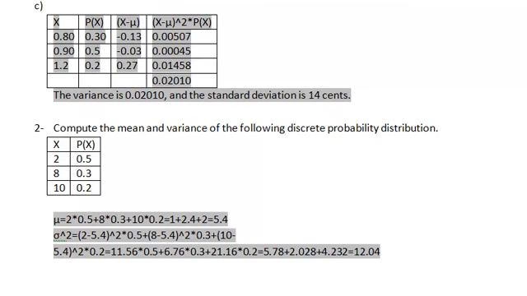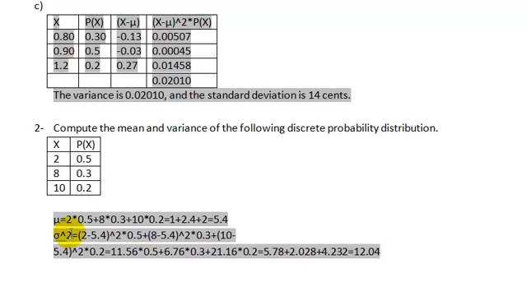Question 2. Compute the mean and the variance of the following discrete probability distribution. Again, for this question, I wrote out all the steps to help you understand. So mu equals sigma x times P of x. So that is 2 times 0.5 plus 8 times 0.3 plus 10 times 0.2. So in the end, we get 5.4. That is the mean for this distribution.